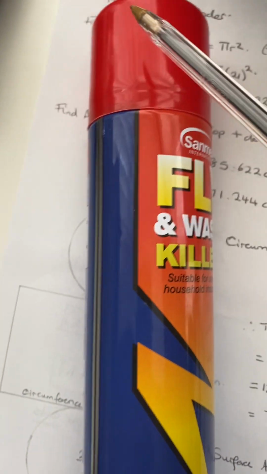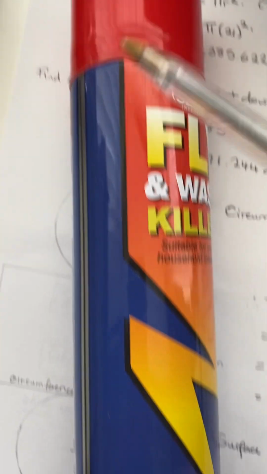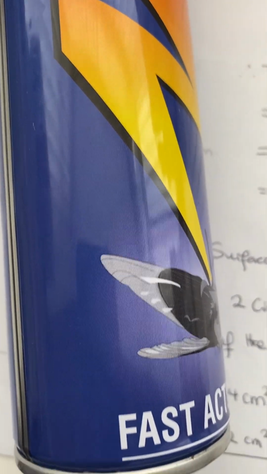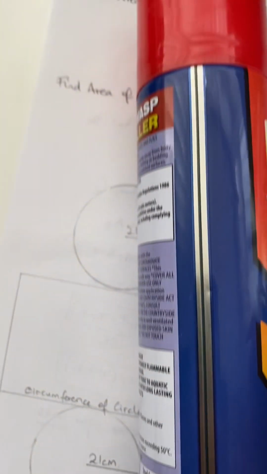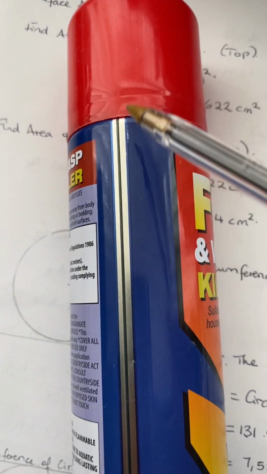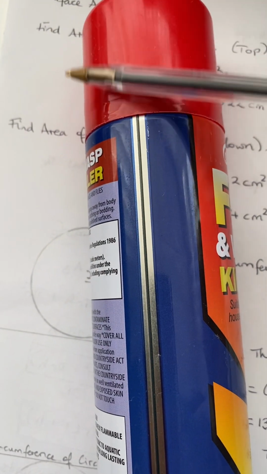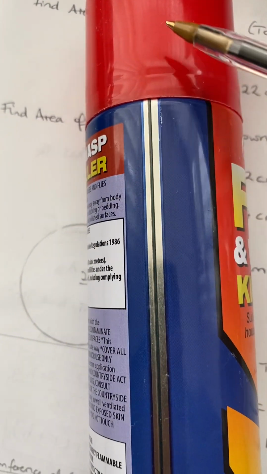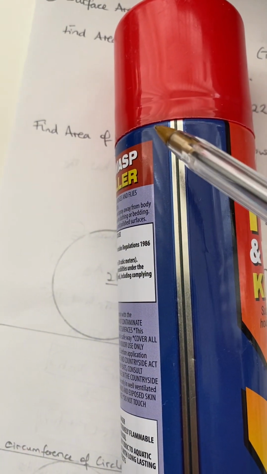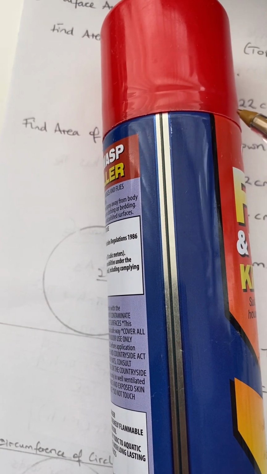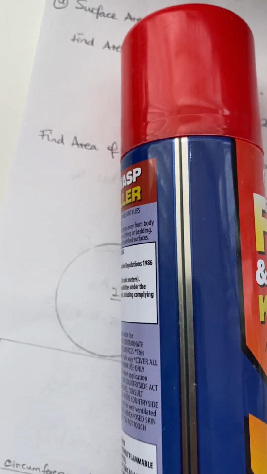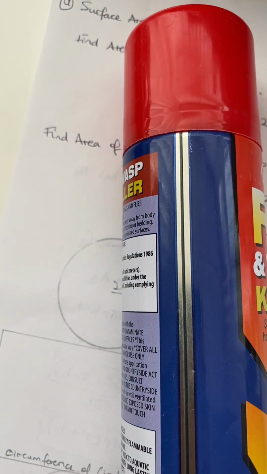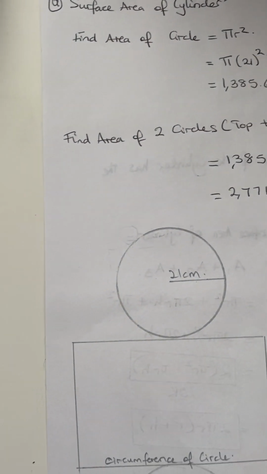So I have the circular part there, and I have the surface area at the bottom here, but I need to find the surface area all round. I know the height, which is 57, but to find all the way around, if I split it open, that will be my circumference. So we have to find the circumference.